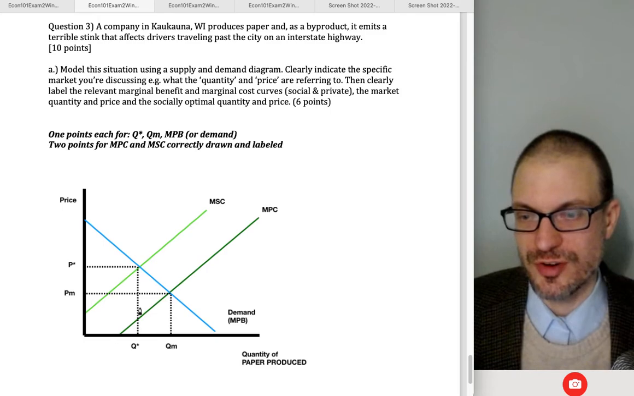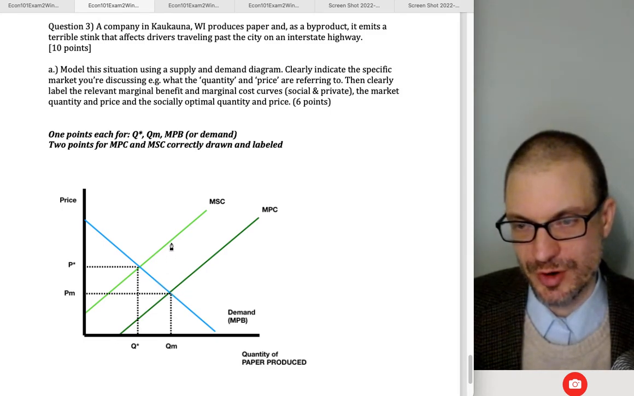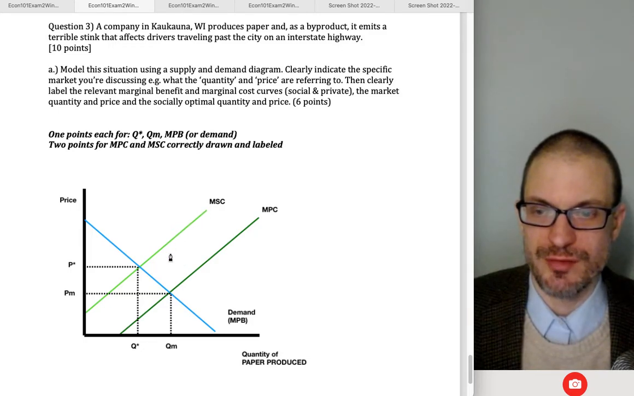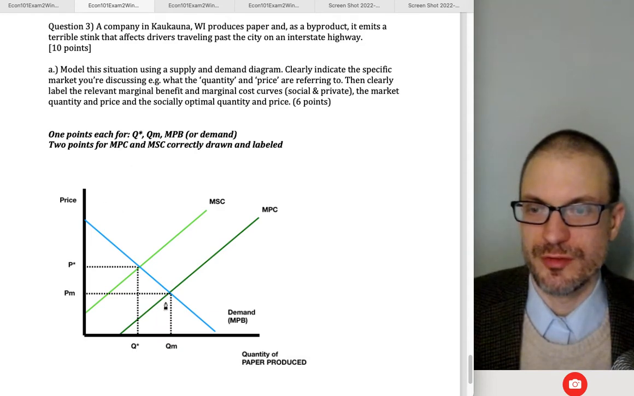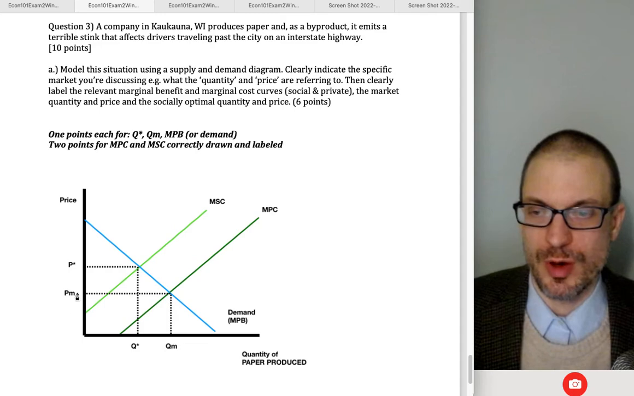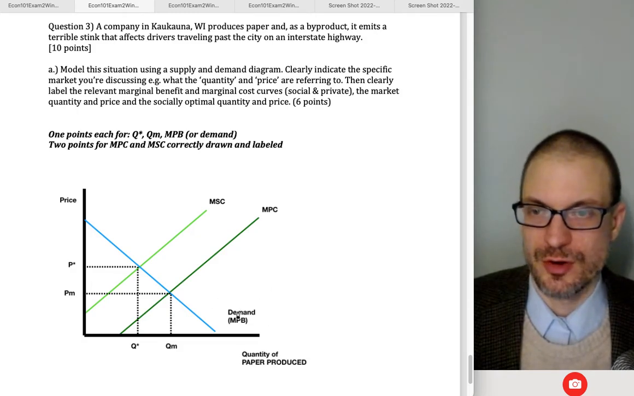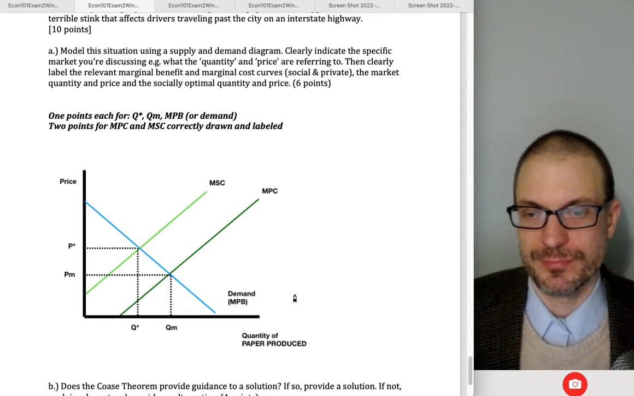The size of the externality is going to be the distance from here up to the marginal social cost curve, right? The distance between the marginal social cost and marginal private cost is going to be the size of the externality. So this is what we were looking for. Wanted quantity, the socially efficient quantity, the market quantity, market price, socially efficient price, marginal social cost, marginal private cost, and then demand or marginal private benefit, right?